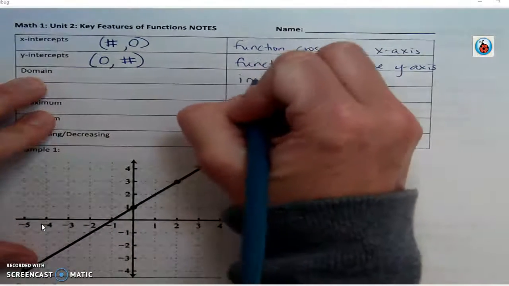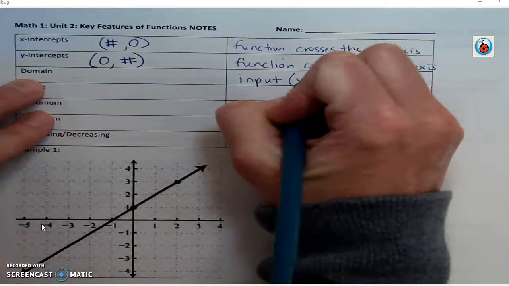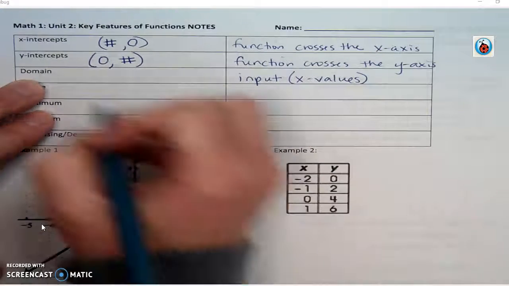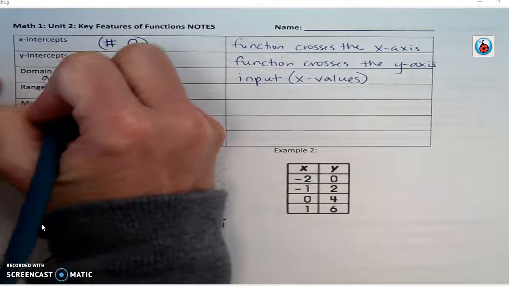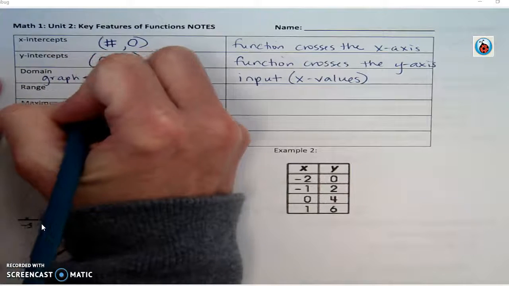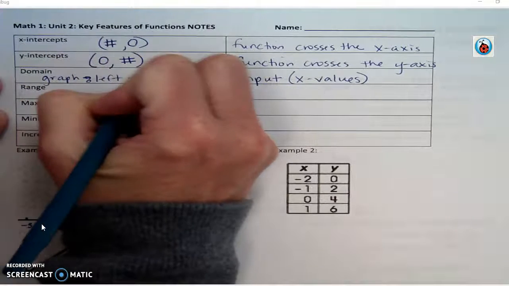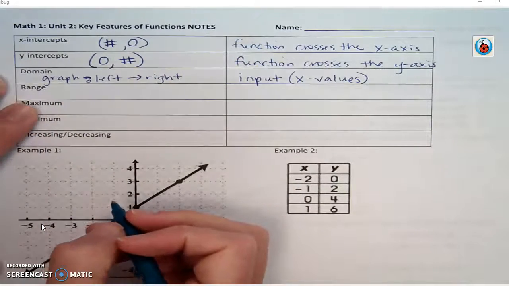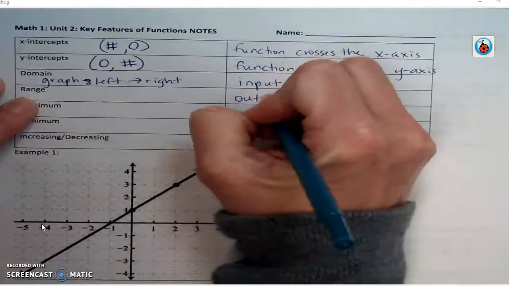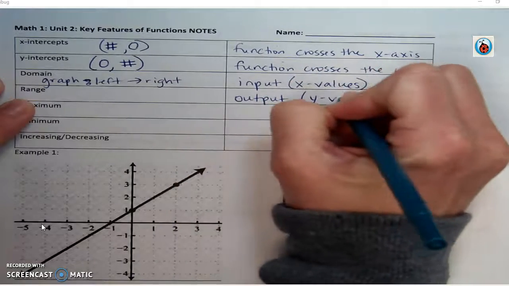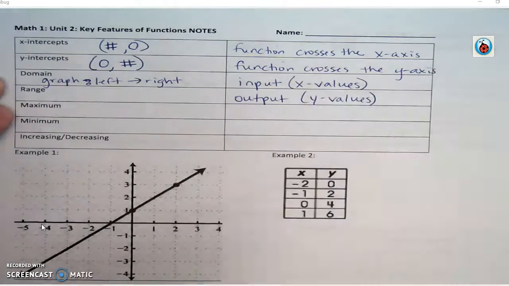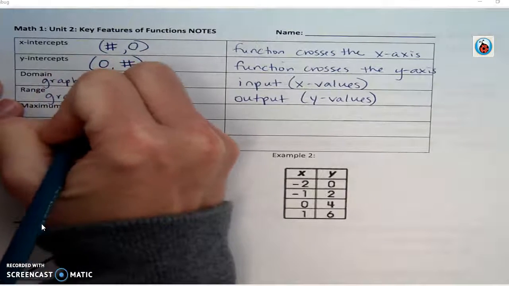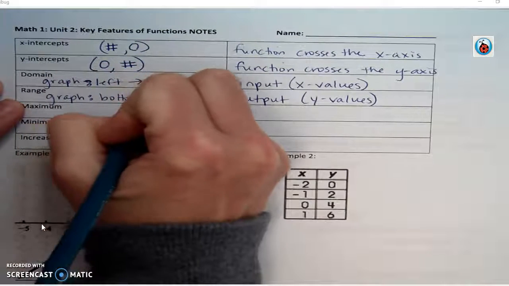Domain is your input, which a lot of times means your x values. If you're looking at a graph for the domain, you want to go left to right. The range is your output, which is your y values most of the time. Not always, but most of the time. If you're looking at a graph trying to determine range, it is bottom to top.